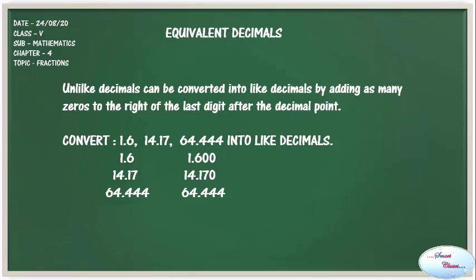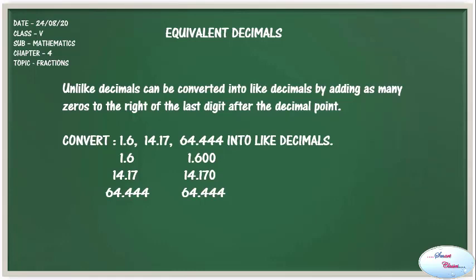By adding 0, the value of the decimal number does not change. So now we have added the zeros and converted them into like decimals. These will be called equivalent decimals as well. The main thing is that we have to see the number of digits after the decimal point. Now in all the 3 decimal numbers, the number of digits is 3 after the decimal point. So it is like decimal as well as equivalent decimal.